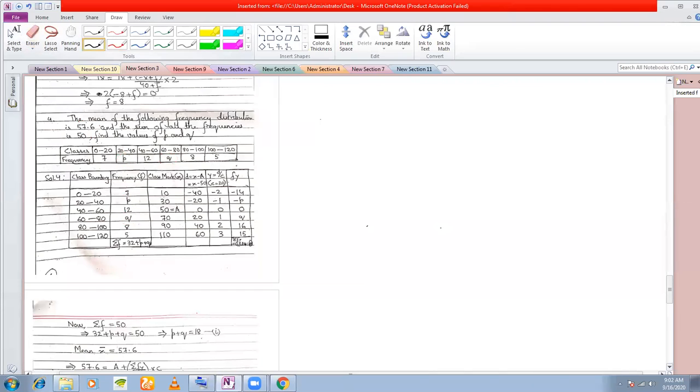So how do we start here? Clearly, let us list what is given here. Given here is x bar, the mean, which is equal to 57.6, and total frequency. What do you mean by total frequency? Total frequency means sigma f, right? Sigma f is given to you as 50. Total frequency means the total of this column, which means sigma f. Therefore sigma f is given to you as 50.